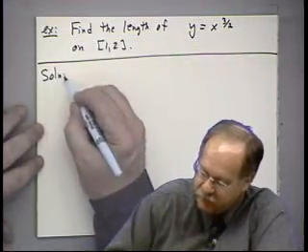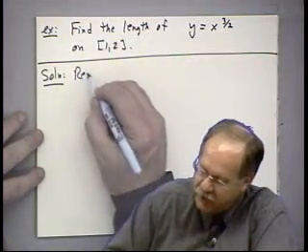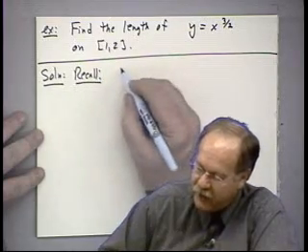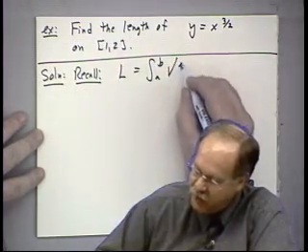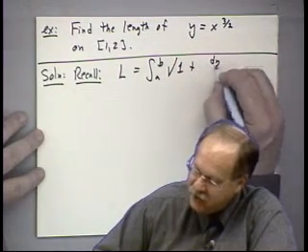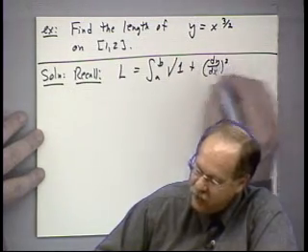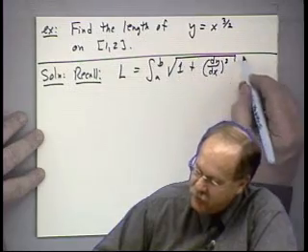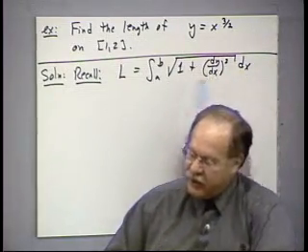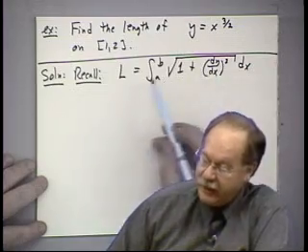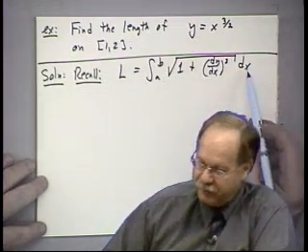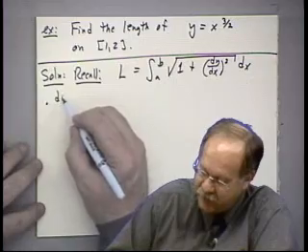So here's a solution. And it's always useful in these situations to recall that long formula. The length is the integral from a to b of the square root of 1 plus dy dx quantity squared, all under the square root, dx. So I'll need to find the derivative, square it, add 1 to it, then take the square root, and only then do the integral. So let's take this piecemeal.